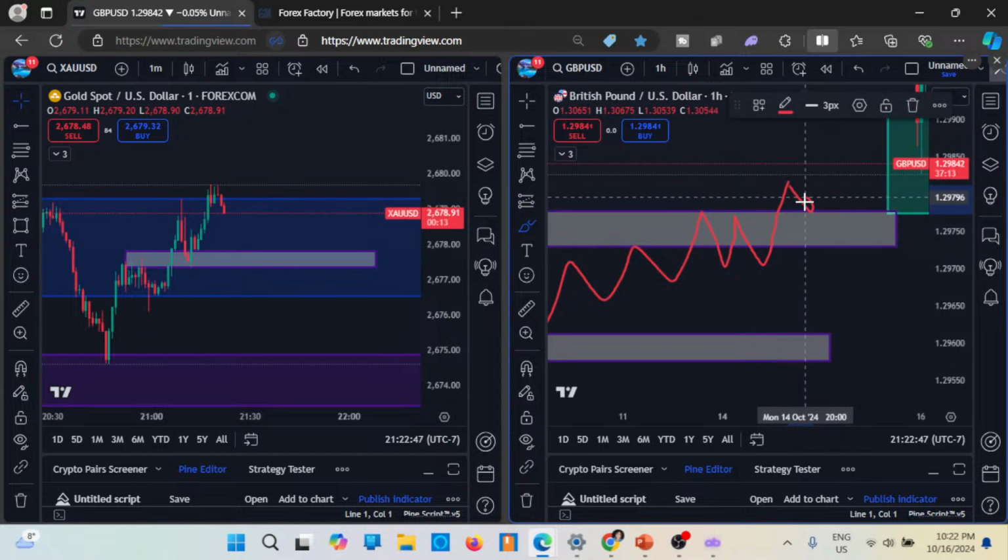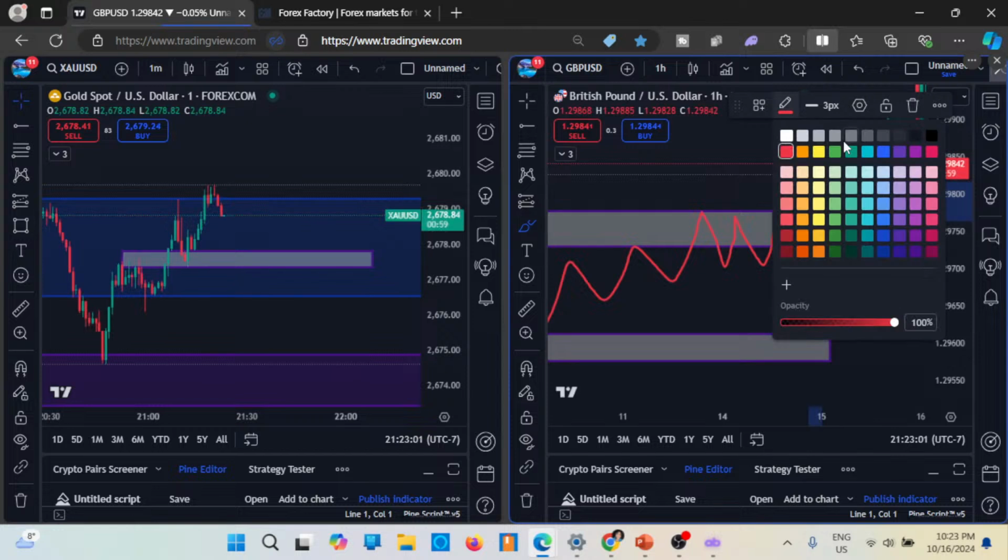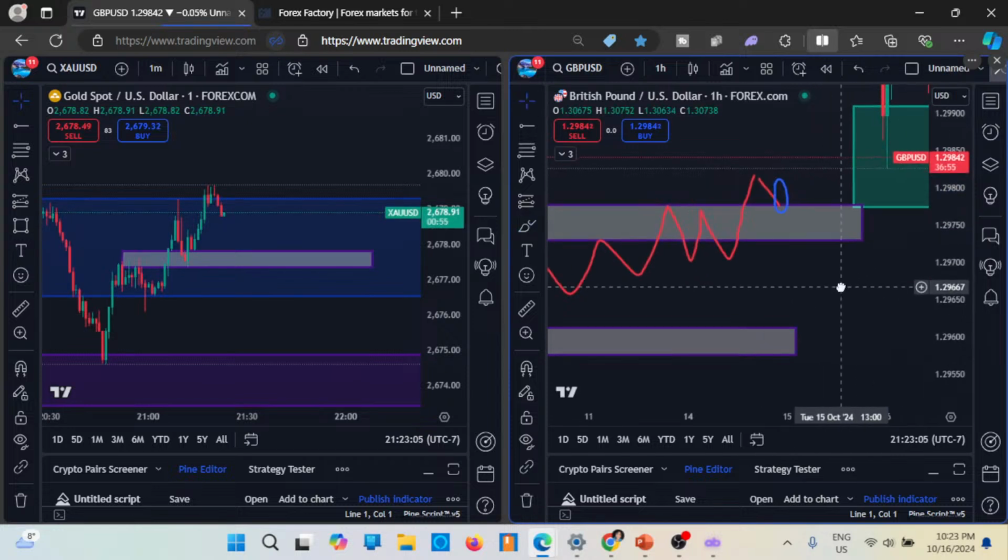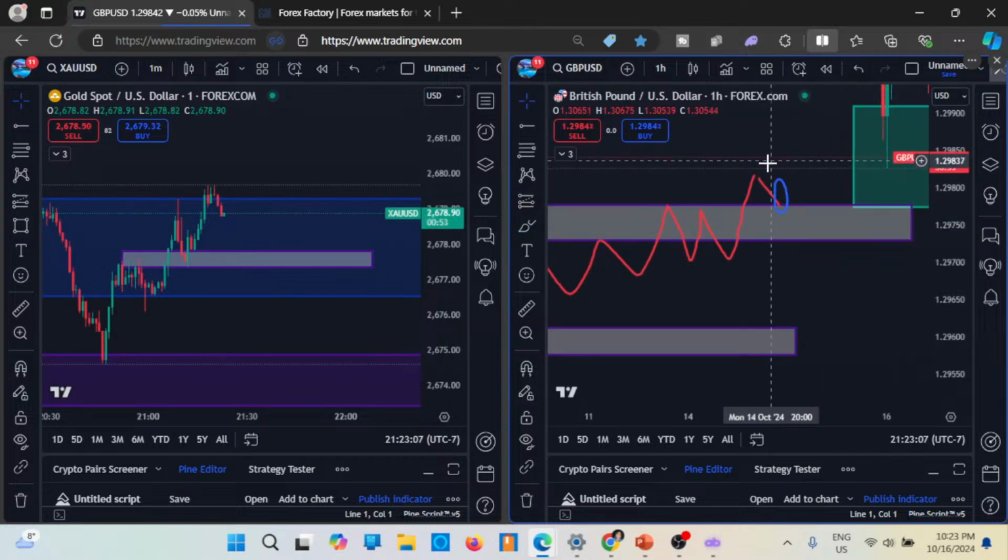You want to wait for confirmation first that the support is actually going to be held for you to go ahead and buy. And a confirmation is you want to see a bullish candlestick closing at that support. Once you see a bullish candlestick at that support, then you enter your buy.